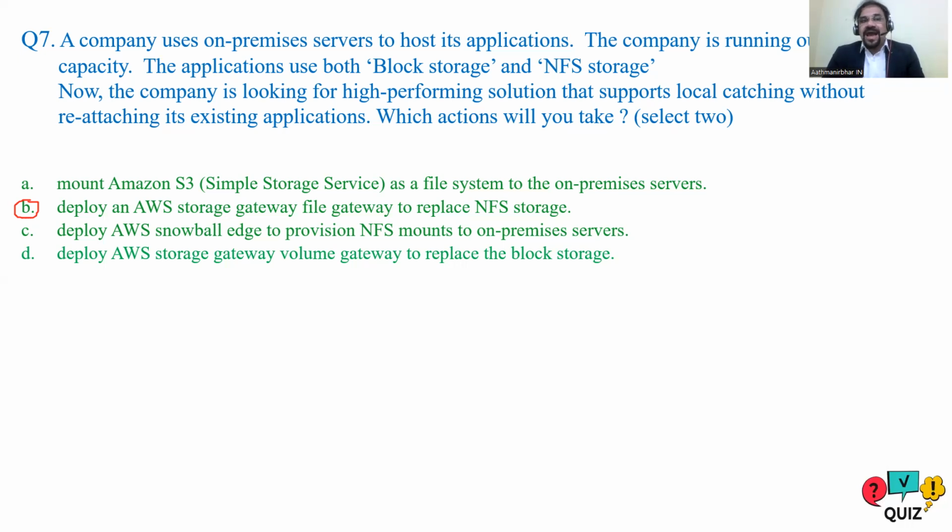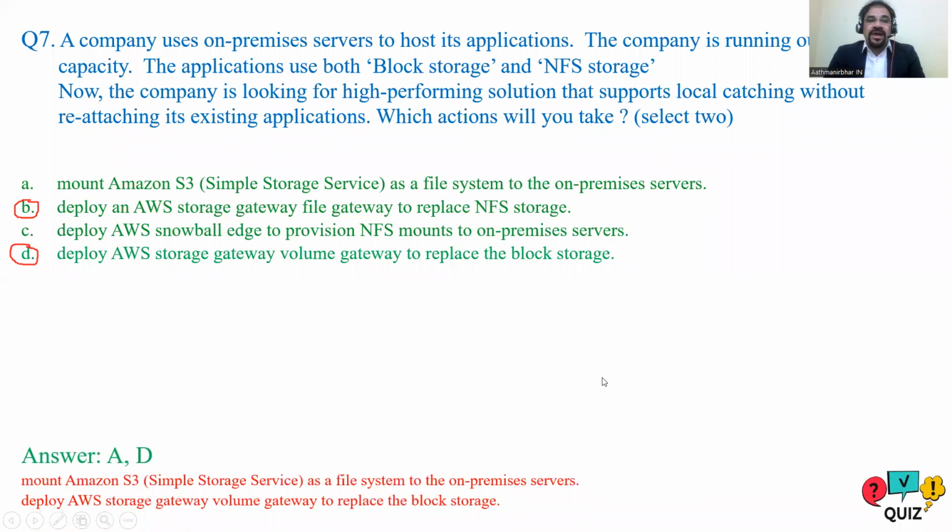So option B and D both will do the needful. So we need to have both option B as well as option D to meet our requirement. One is deploy an AWS Storage Gateway file gateway to replace NFS storage, and D is deploy AWS Storage Gateway volume gateway to replace the block storage. The answer given, A and D, is wrong. It is B and D, option B and D. Okay, let's move on to the next question.